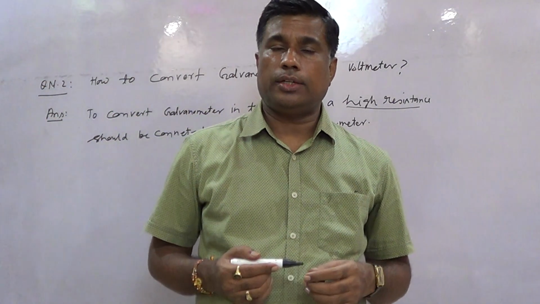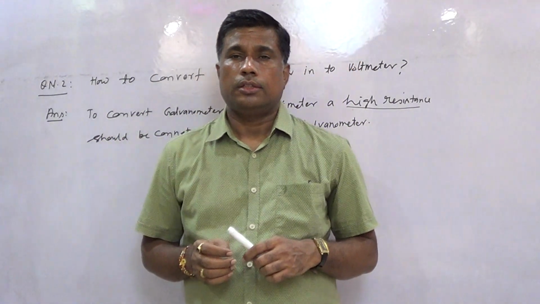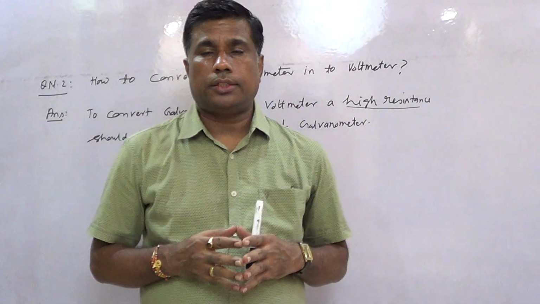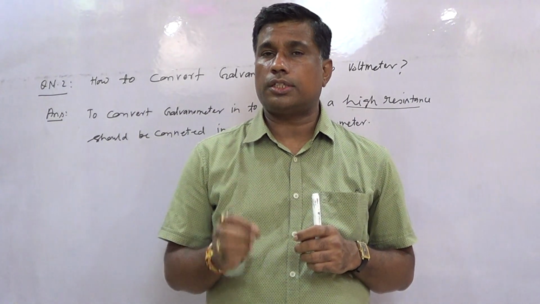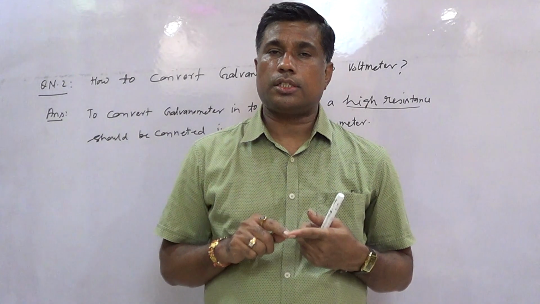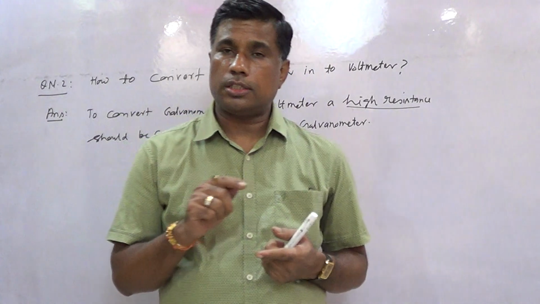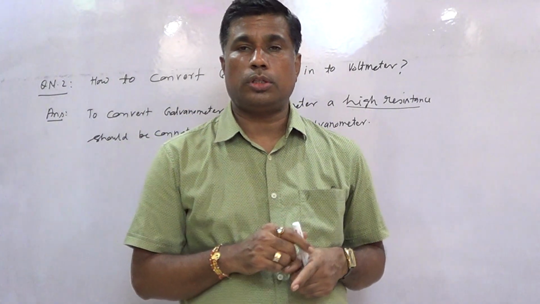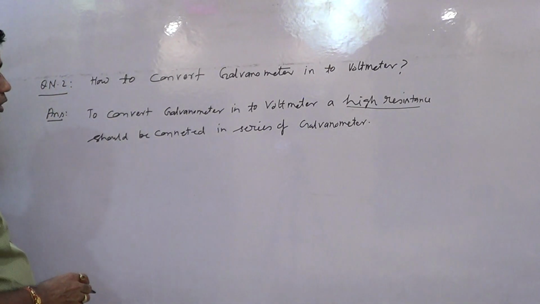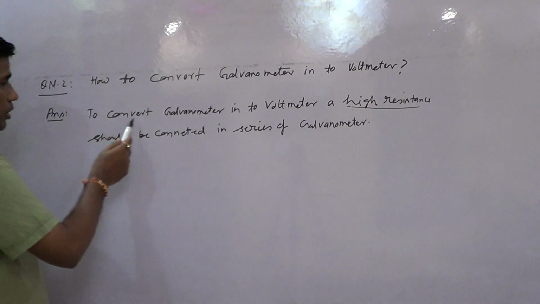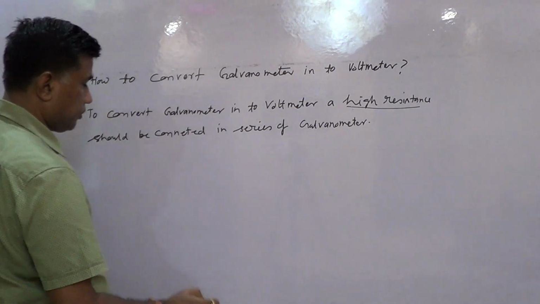Student, in the previous video I taught you how to convert galvanometer into ammeter. In that video I made it clear that to convert galvanometer into ammeter we should connect a small resistance called shunt parallel to the galvanometer. But in this case we have to connect a high resistance in series of galvanometer to convert it into voltmeter. Let's see once more how we can convert galvanometer into voltmeter. A high resistance should be connected in series of the galvanometer.